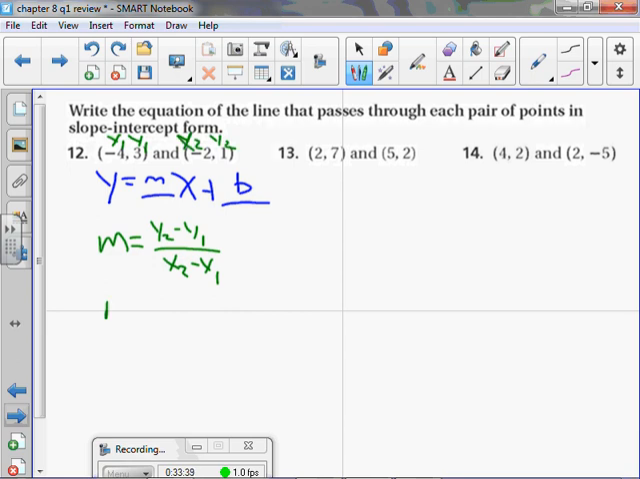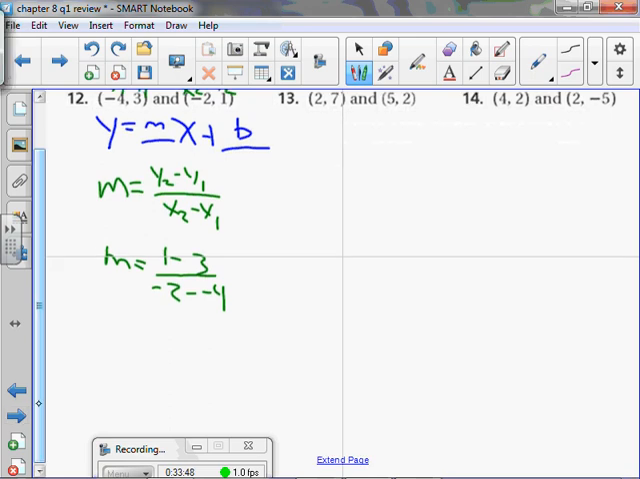So I get m is equal to 1 minus 3 over -2 minus -4. Once again, I have a negative next to a negative, so I know that's going to be a plus. 1 minus 3 is -2. -2 plus 4 is +2. So my slope is -2 divided by 2. 2 over 2 is 1, and a negative divided by a positive is still a negative. So my slope is -1.